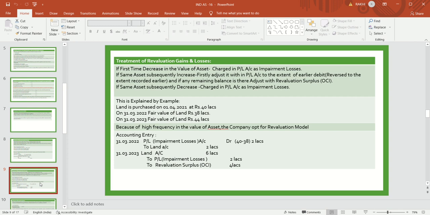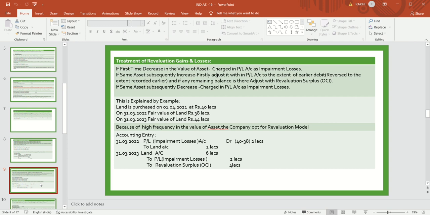If the same asset subsequently increases, meaning in the next year the value of the asset increases, then adjust it with the P&L to the extent earlier debited, and if any remains, then we will create a revaluation surplus OCI. And if subsequently it decreases, then it will be charged to P&L as impairment loss. So this is also explained by example. We will take the previous example.